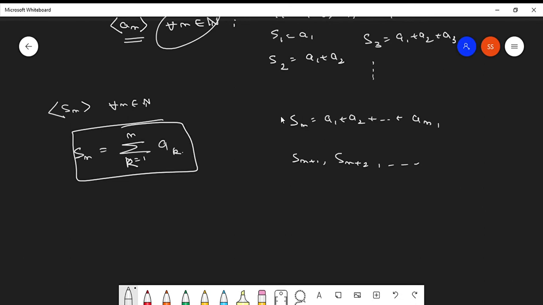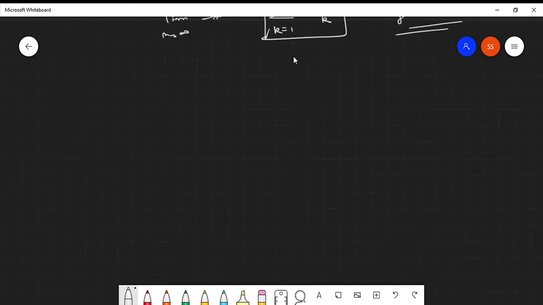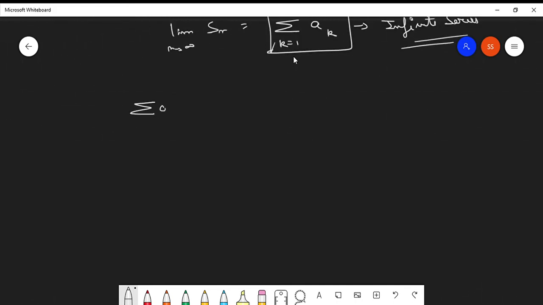Now if you extend this sequence to infinity, that is, limit n tends to infinity of S_n, what does it look like? It is the summation k equals 1 to infinity of a_k. This is what we call an infinite series. So a more general representation of an infinite series is the sum over n equals 1 to infinity of a_n. This is the conventional method of representing an infinite series, which is the infinite series of the sequence a_n.